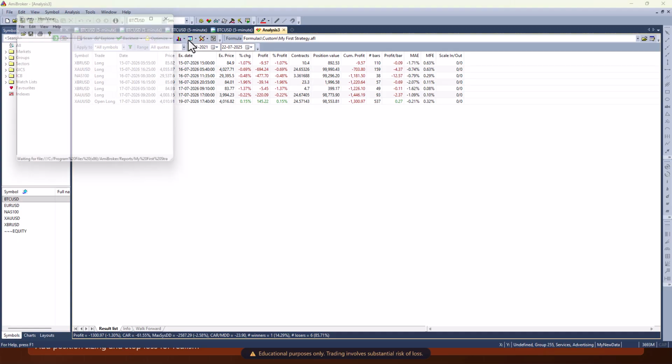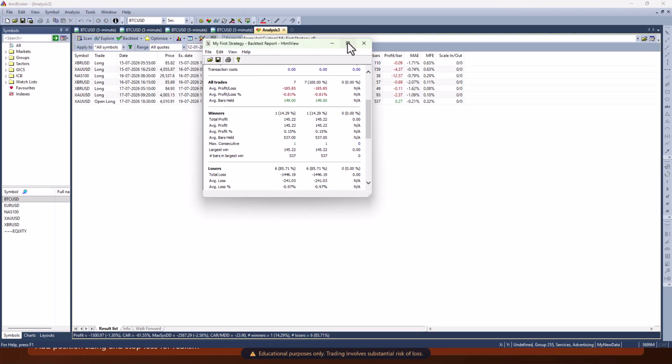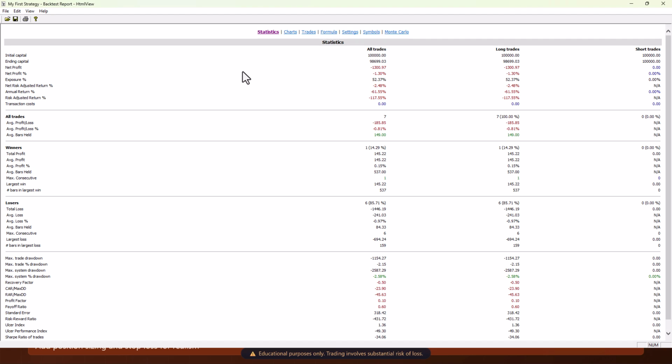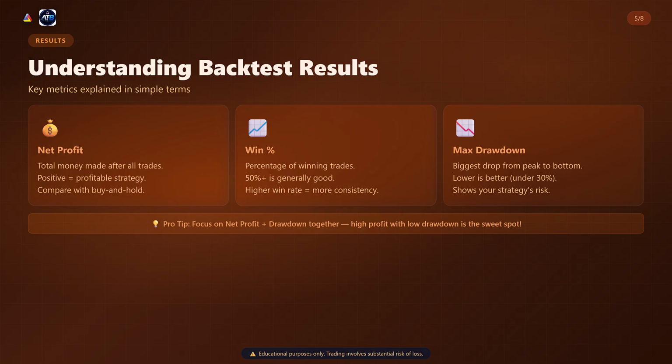You will see a report with many numbers. Simple thing is, the software has simulated every trade. It shows you exactly what would have happened. So now we need to understand this report. Now let's look at the report.